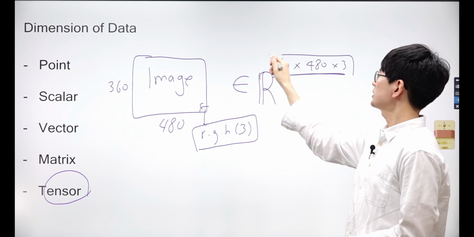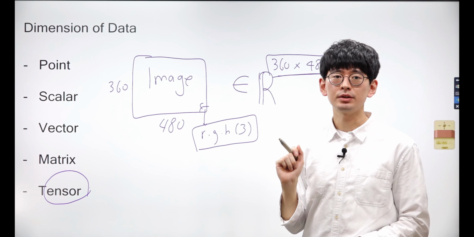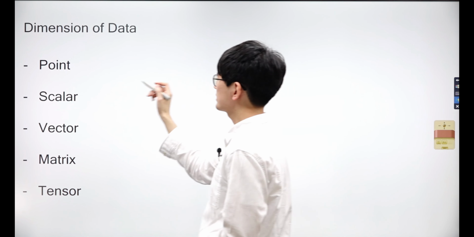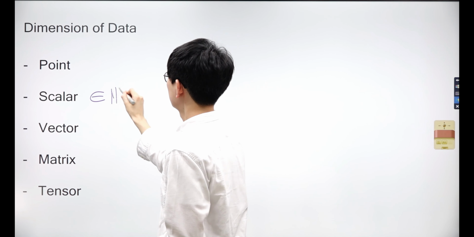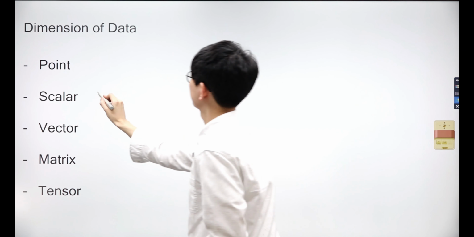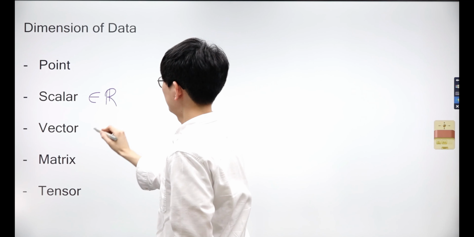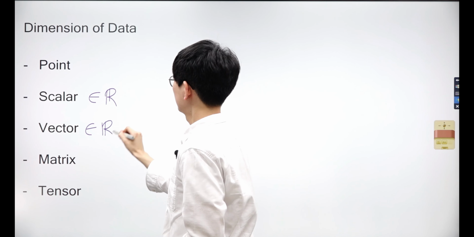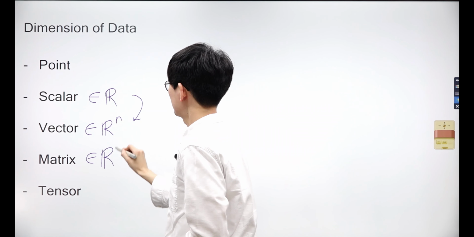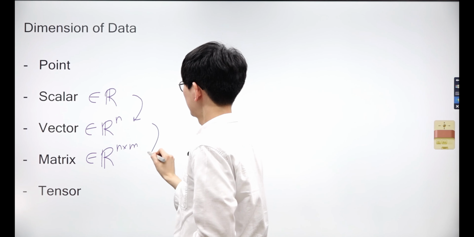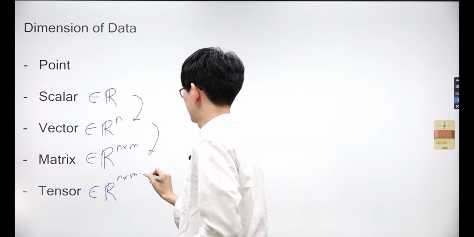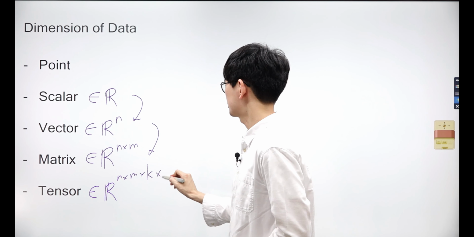So far, we defined the dimensions of scalars, vectors, matrices, and tensors. Let's summarize. A scalar is an element in real numbers. They are just real numbers, right? A vector is a list of scalars or real numbers with one higher dimension. The dimension of a matrix is higher than the dimension of a vector by 1. Lastly, tensors represent any data with higher dimensions, and it can go higher.